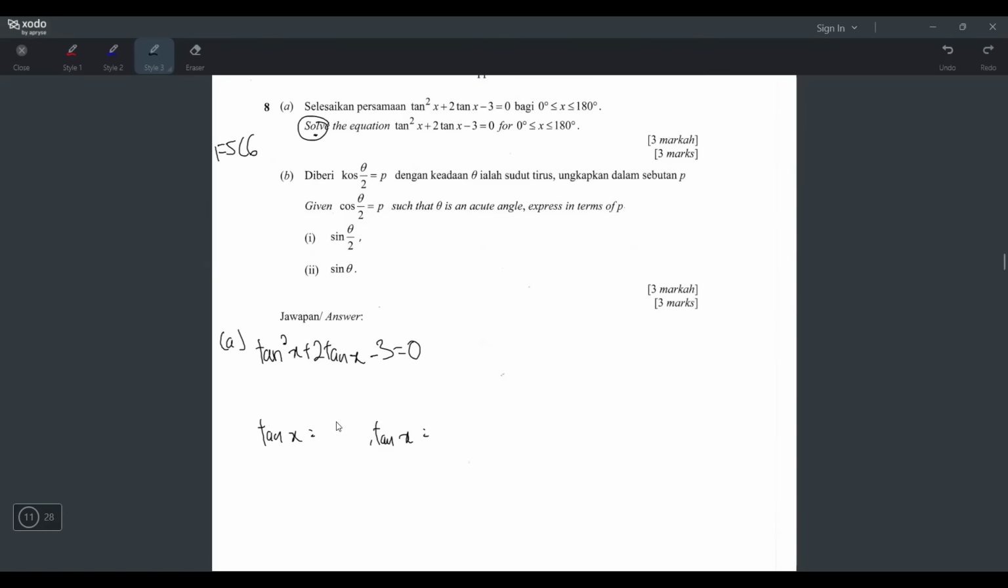Okay? And then you get tangent x equals to 1. This one is -3. But of course, this one you have to write bracket bracket. And the one you have to letak balik, pindah balik jadi tangent x minus 1. Yang ni pindah balik jadi tangent x plus 3.